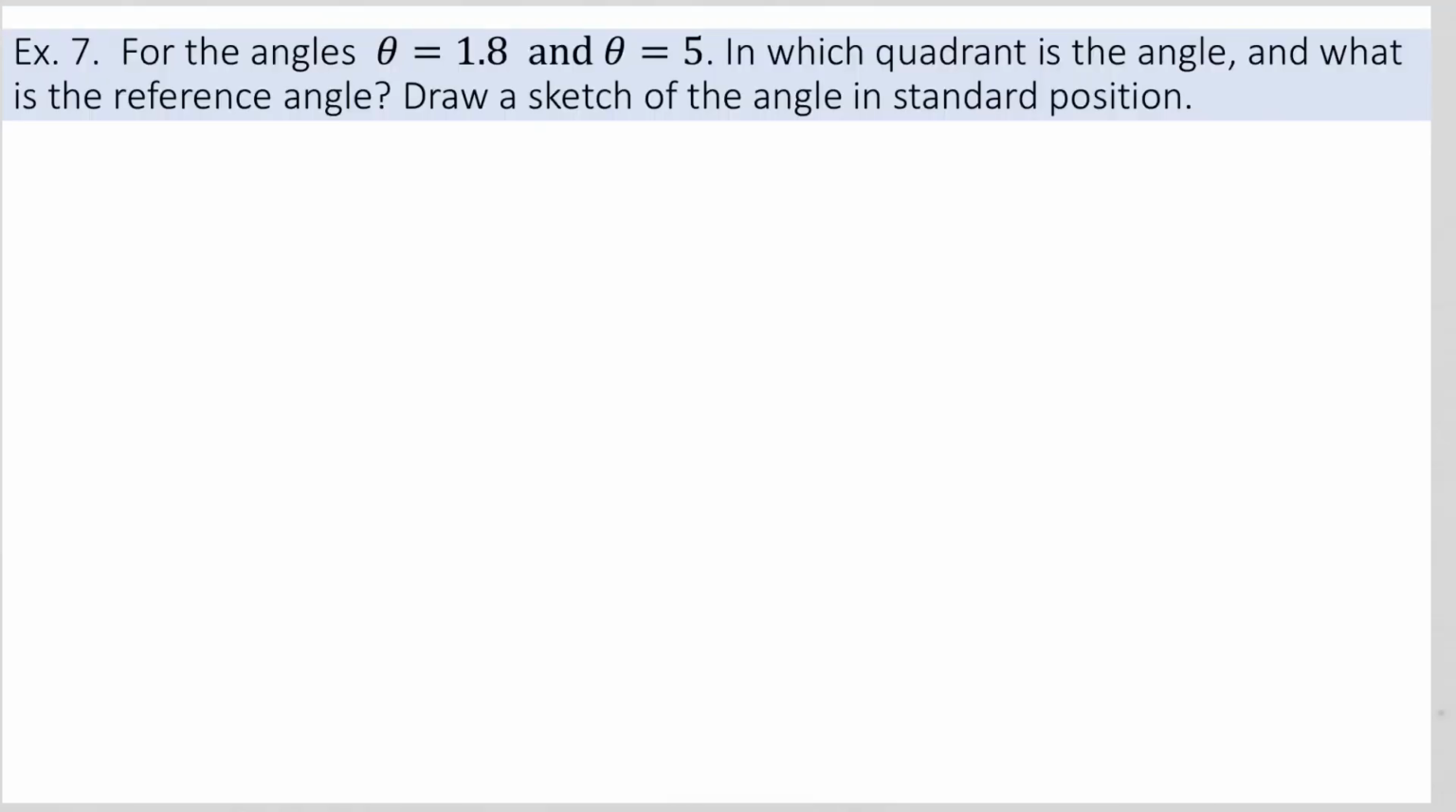The last example I'm going to do is of an angle which is not one of our special 30, 60, 90 or 45, 45, 90 triangles on the unit circle. So this says for the angles, theta is equal to 1.8. So this would be radians. So there's 2 examples here. And theta is equal to 5 radians. In which quadrant is the angle? And what is the reference angle? And draw a sketch of the angle in standard position.